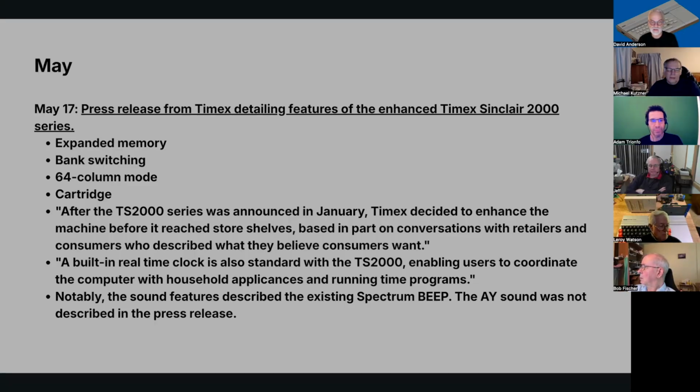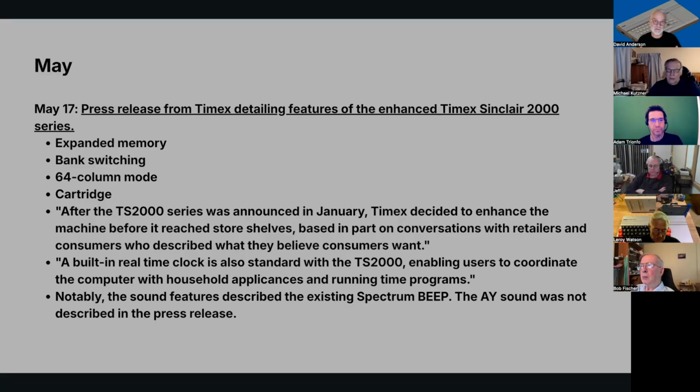So in May, they issued their press release about the features of this thing, that would have expanded memory and bank switching and 64 column and a cartridge. And they explained what happened between January and today. Well, they say they enhanced the machine based on conversations with retailers and consumers.